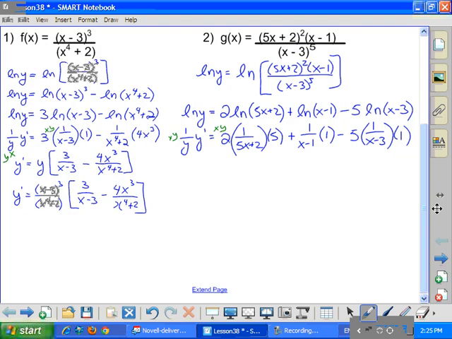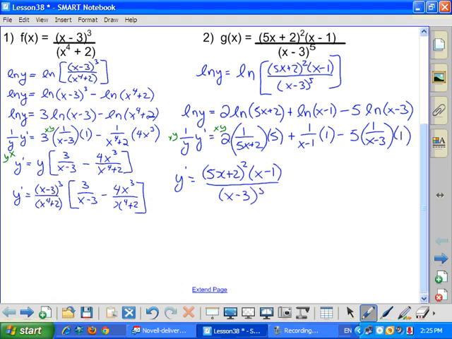So it ends up looking like this. Y prime equals the original function, (5x plus 2) squared times (x minus 1), all divided by (x minus 3) to the 5th, multiplied by (2 times 5 is 10 over 5x plus 2, plus 1 over x minus 1, minus 5 over x minus 3). So there is the derivative of function g. Okay?